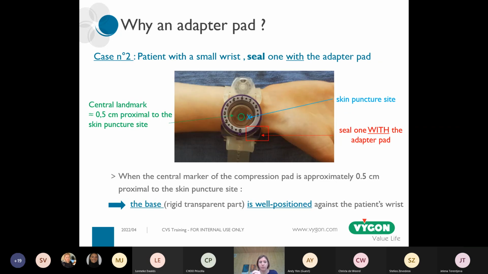For example, this is the same example with the same patient, but you can see that you have the skin puncture site here, the central landmark is well positioned, and you have the adapter pad, well positioned against, again, the patient's wrist. If the doctor tries with the adapter pad and it's not okay, he could remove the adapter pad and follow the procedure without. It's possible to test, to try, and to remove.